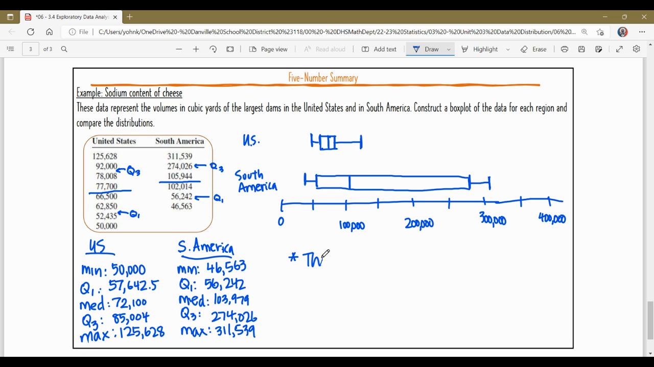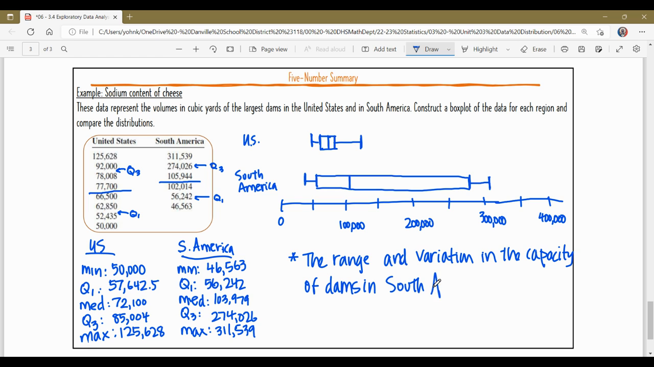So we can say that the range and variation in the capacity of dams in South America is considerably larger than in the United States.